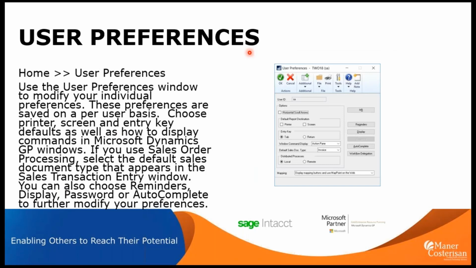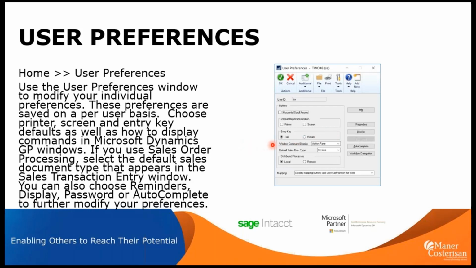The user preferences, like I was referring to before, are specific to your user. They allow you to modify your individual preferences. For example, you can have your entry key be a tab, which is the default, or return. Now, some people from DOS systems are used to using return to tab through the fields. So you could change that to return, and then when you're on an actual screen, you can use your return key to tab through those fields.